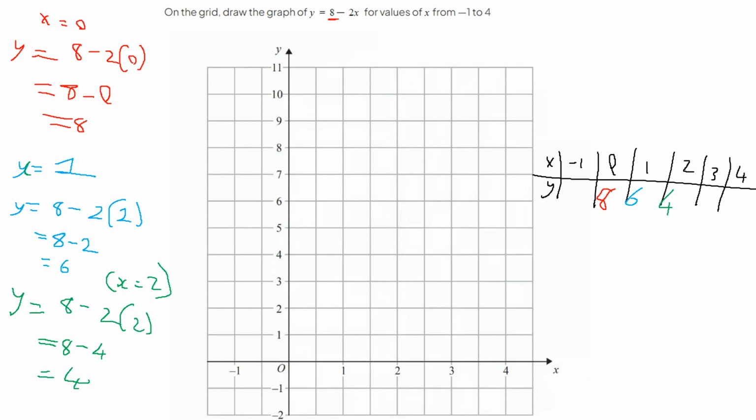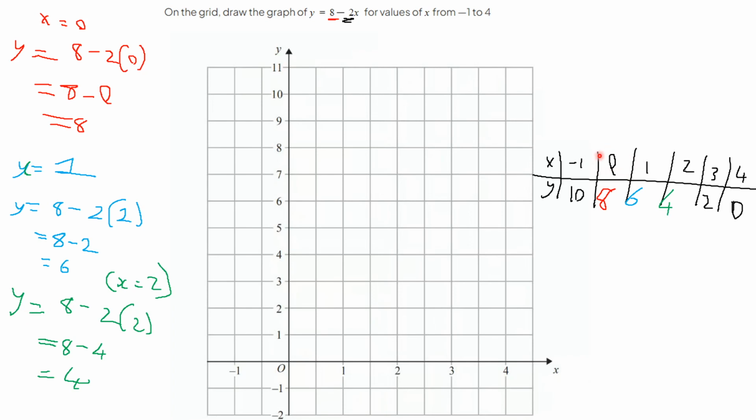And notice how it's going down in 2s. So we can say that this is 10, 8, 6, 4, 2, and this is 0, because it's going down. It's constant. It's going down by 2 each time. Anyways, now let's plot what we have on the graph.